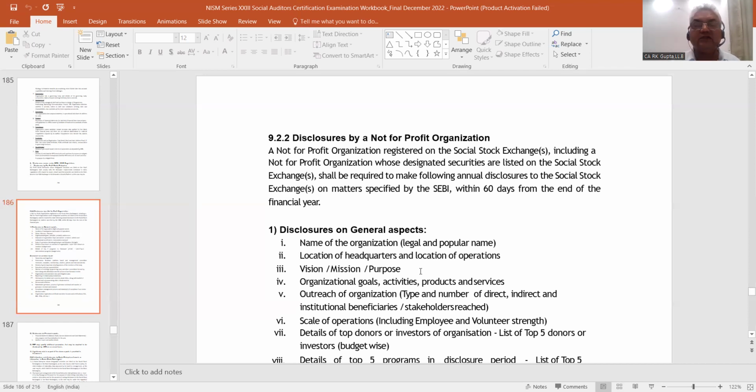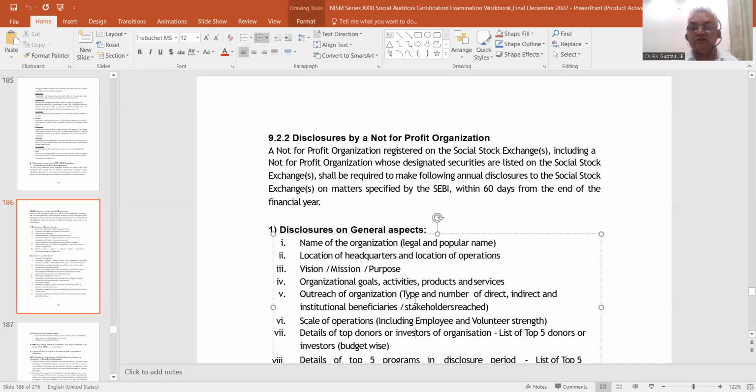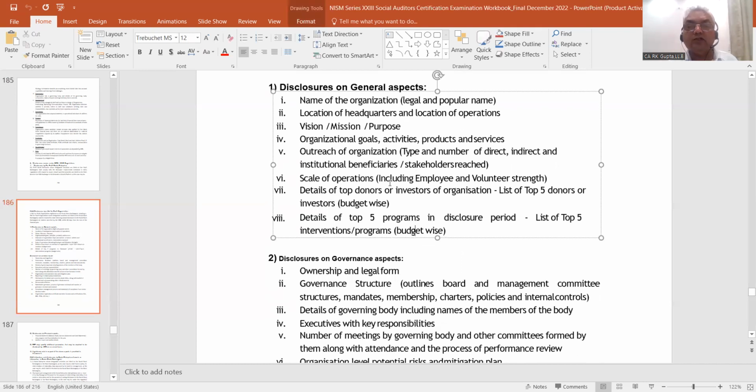So general aspects will naturally cover the name of the organization, legal and popular name, then location of headquarters and location of operations, vision, mission, purpose, organizational goals. I think we can go through this. Outreach, scale of operations, details of top donors or investors of the organization, list of top 5 donors or investors budget-wise, then details of top 5 programs in the disclosure period. So list of top 5 interventions. So this disclosure has to be made on an annual basis.